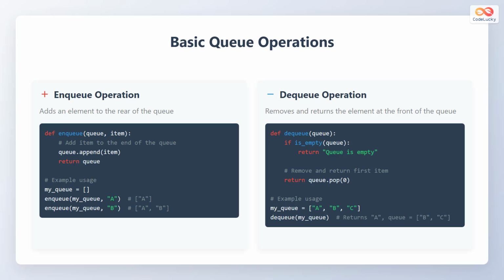The second operation is Dequeue. Dequeue removes and returns the element at the front of the queue. Here is the Python code. This code removes and returns the first item from the queue using the pop method.